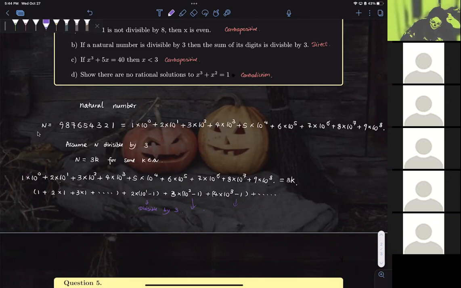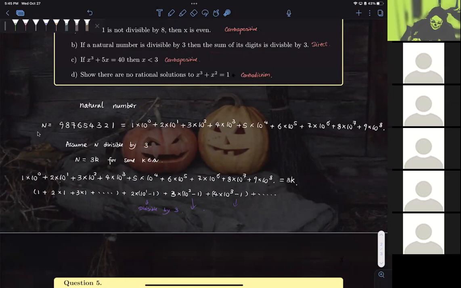Wait, did I prove the other way around? Hold on, let me see. I feel like I proved the other way around. I proved this, but I'm supposed to prove this. Did you guys see? This is proving if the sum of its digits is divisible by 3, then the number is divisible by 3. Because I was about to say this is divisible by 3.